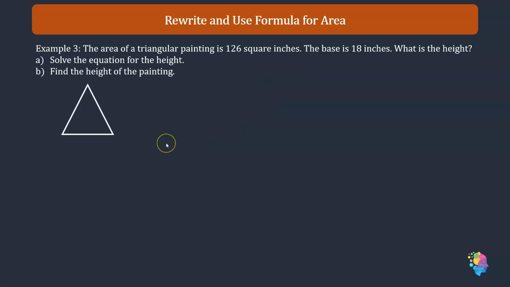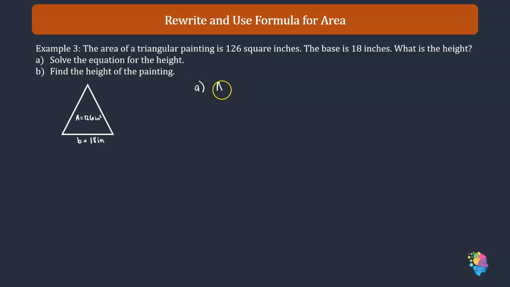Not bad. Let's now move on to rewrite and use a formula for area. It reads, the area of a triangular painting is 126 square inches. So the area is 126 square inches. The base, let's call this one the base, is 18 inches. What is the height? All right, before we actually find the height, they want us to solve this by solving the equation for the height. What equation, you might ask? Well, let's put here, part A.